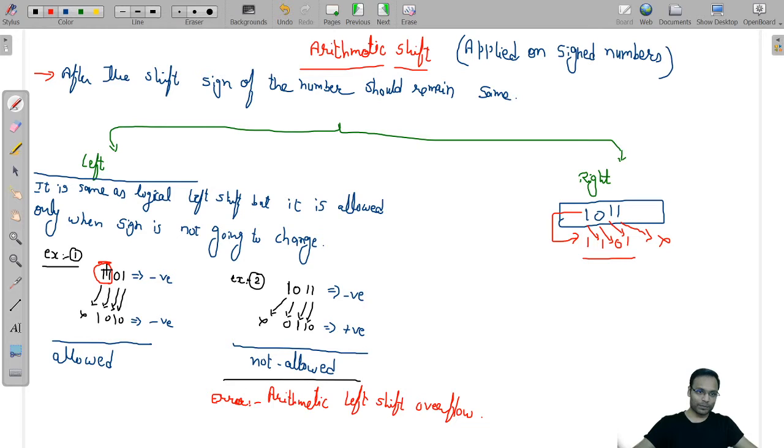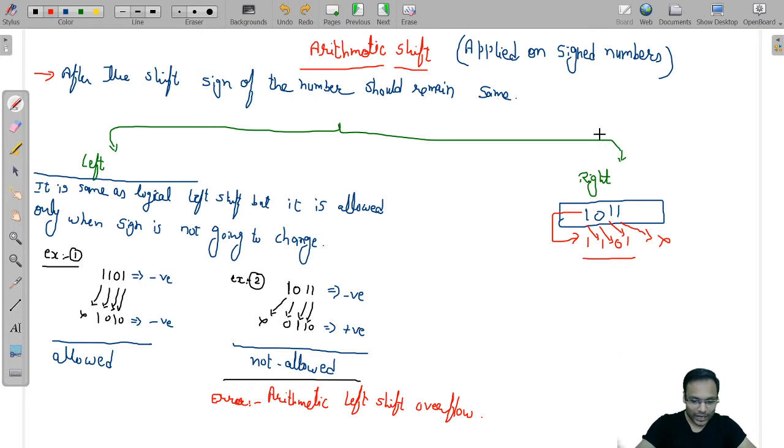Because the MSB bit is discarded, this next bit comes to the corner. Here look at this, these two bits are not the same. What happens if the MSB bit is discarded? This comes onto the sign bit position, and this changes the sign. So what the CPU checks is very simple: whether the MSB bit and the next to MSB bit are both the same or not. If same, allow; if not the same, then overflow.